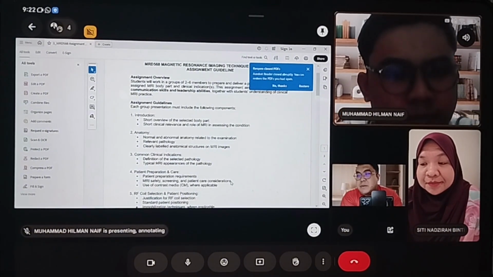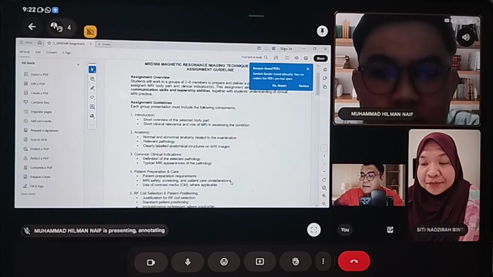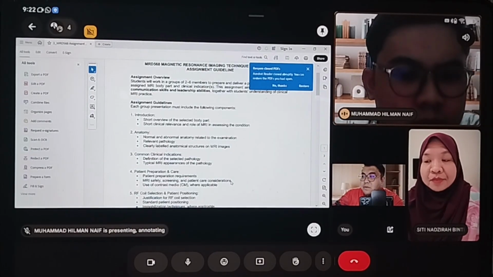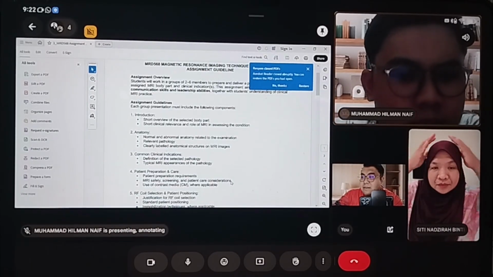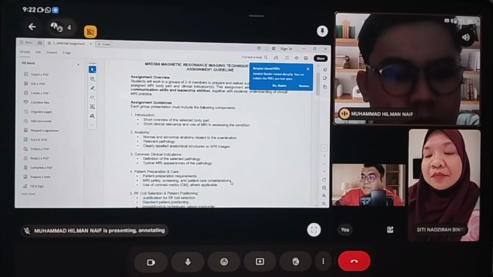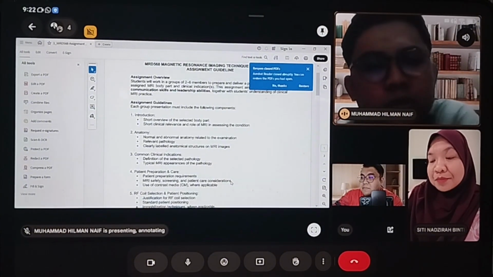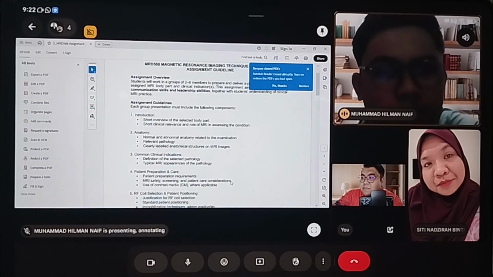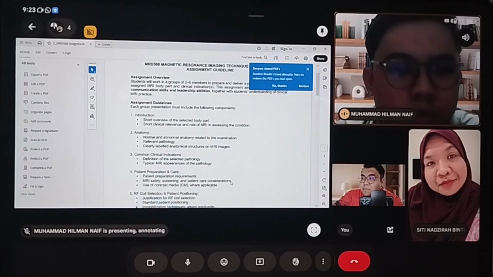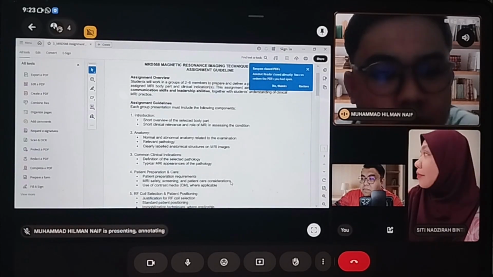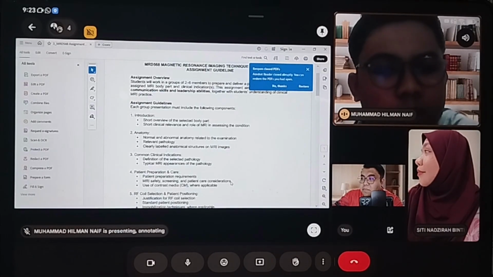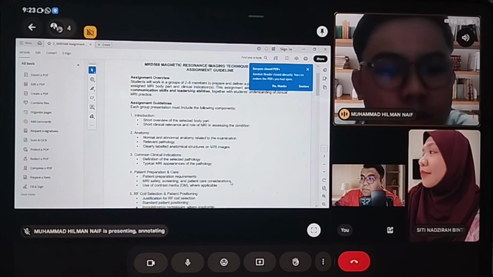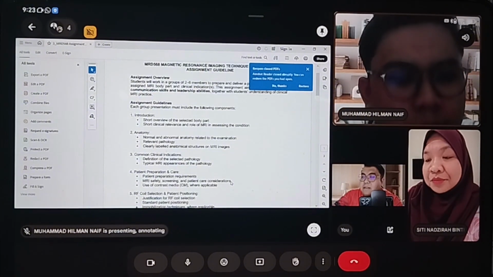Maybe Ilman, you can add more points about the anatomy and also the pathology images. I just want to suggest that maybe we should use recent references for the MRI protocols and safety guidelines. Okay, this is good, friend.